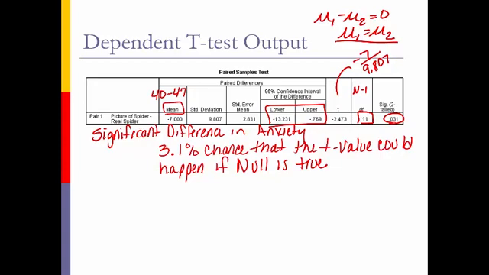So there's only a 3.1% chance that the t-value could actually happen if the null was true. So that means that there is a significant difference. So we know that mu1 does not equal mu2. Our t is negative, which just means that the first condition had a smaller mean than the second. And that's going to be important.